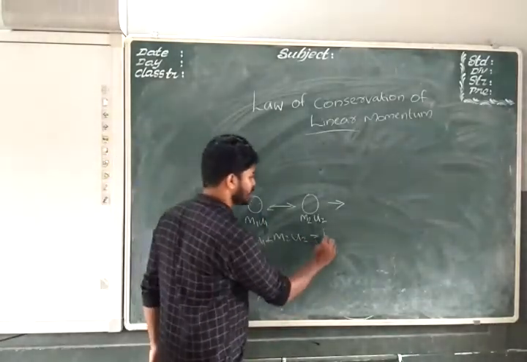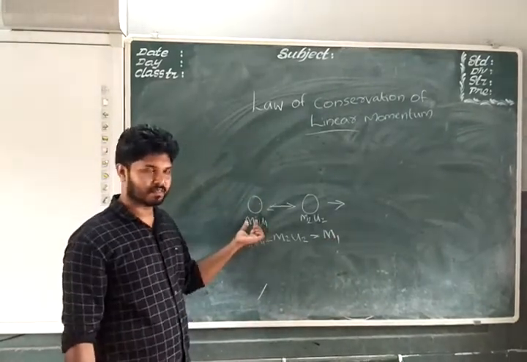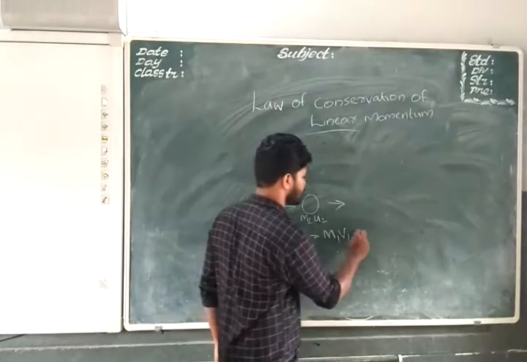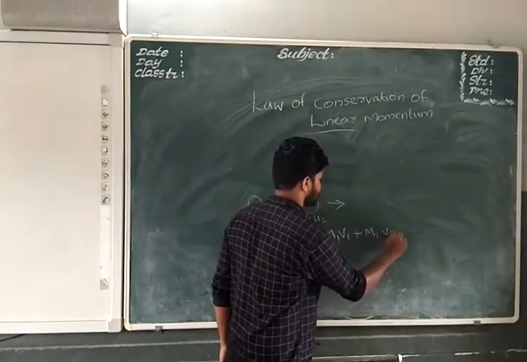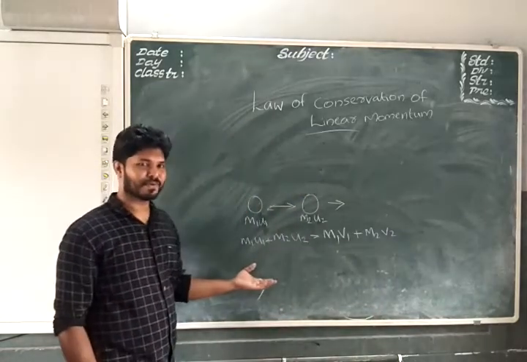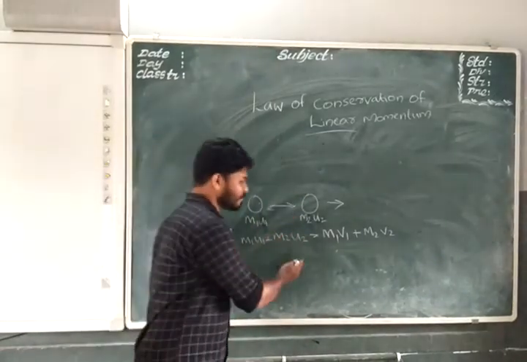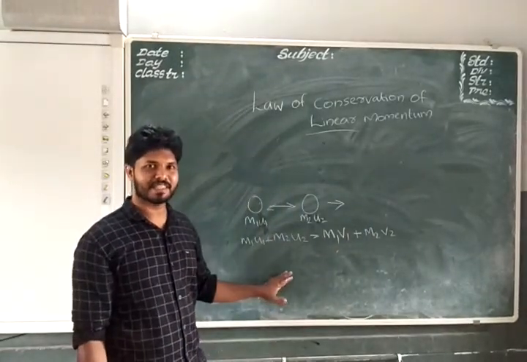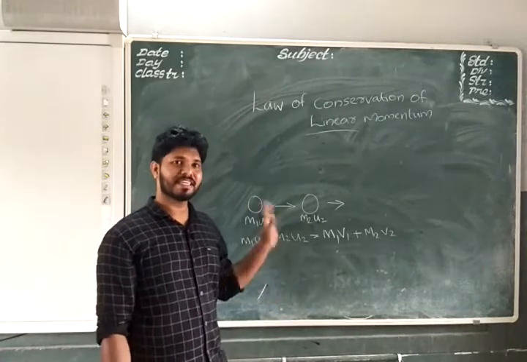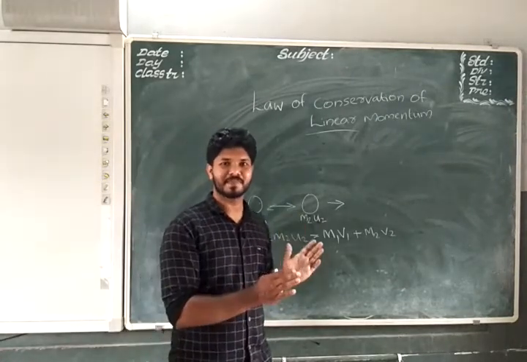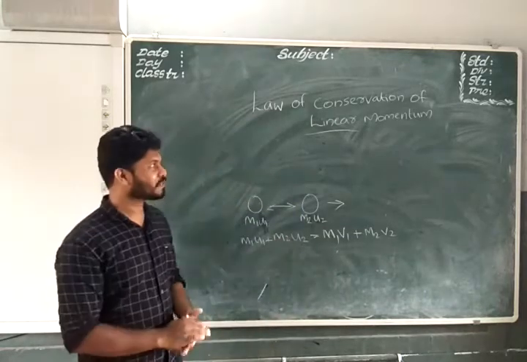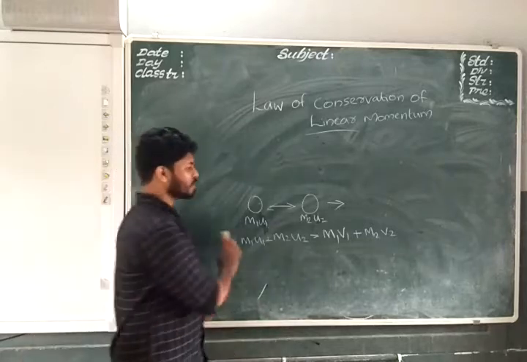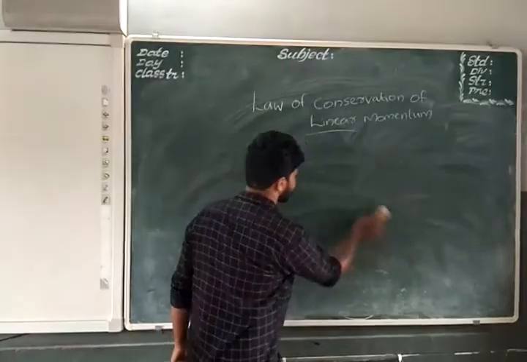So after collision, there will be no change in the mass. The mass will be the same, but the initial velocity will be changed into final velocity, m1 v1 plus m2 v2. That's all this law tells. That is, momentum before collision is equal to momentum after collision. Or generally we can state the total linear momentum of a system is always constant. That is what the law of conservation of linear momentum states. You will understand it more when we discuss an example.